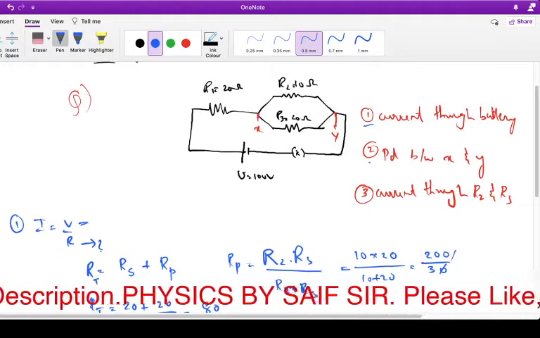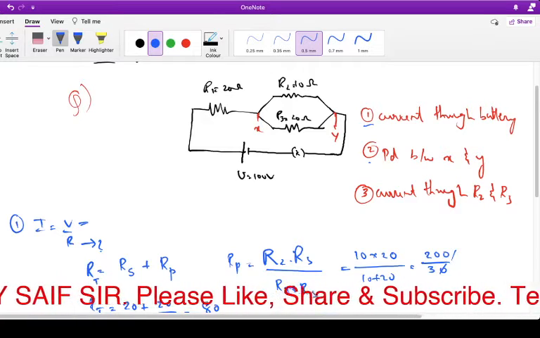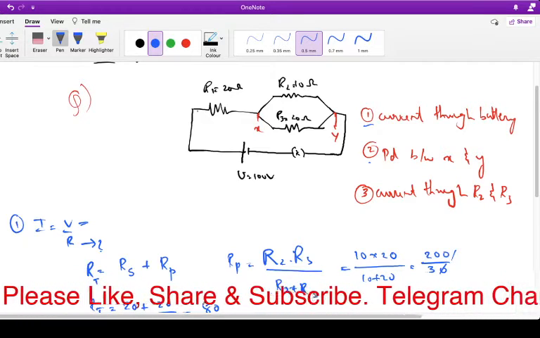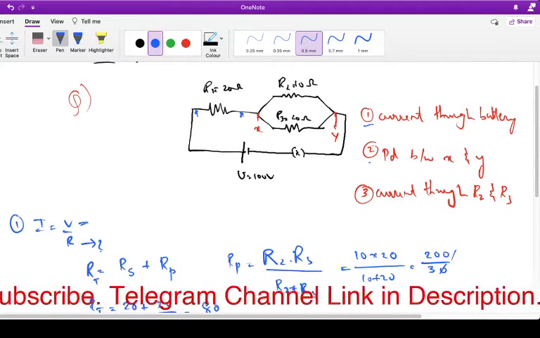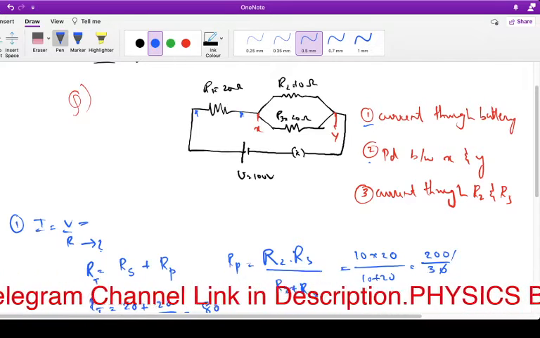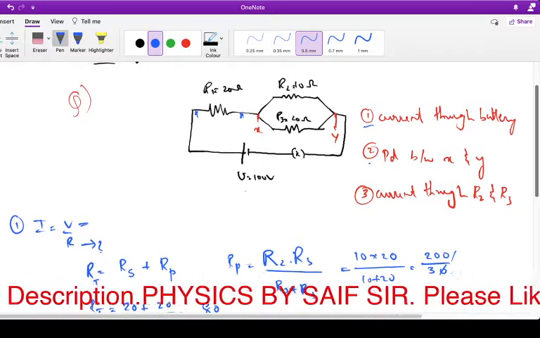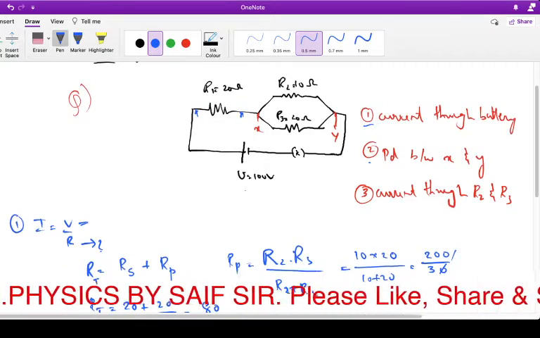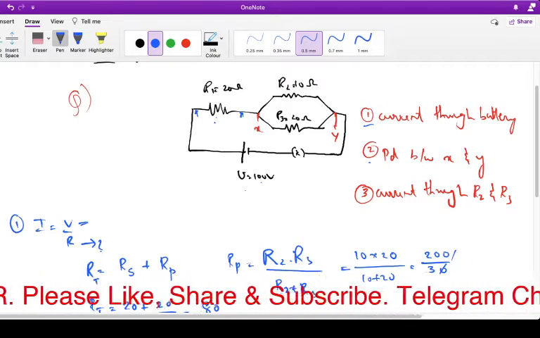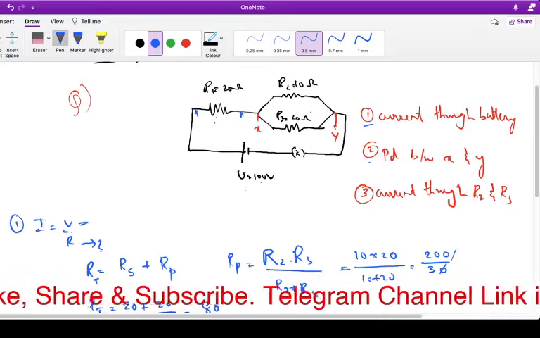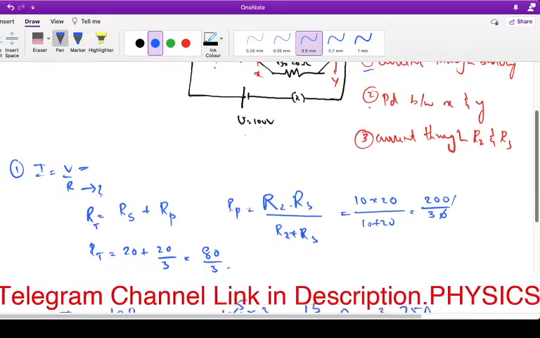As you already know, the potential difference drops when the resistances are in series. So the first drop will be here and the second drop will be here, but the sum of these potential drops will give you the total voltage. So either you can find this potential drop and subtract it from the other one, or you can also find this independently. This you got as 80/3, and this is RP.